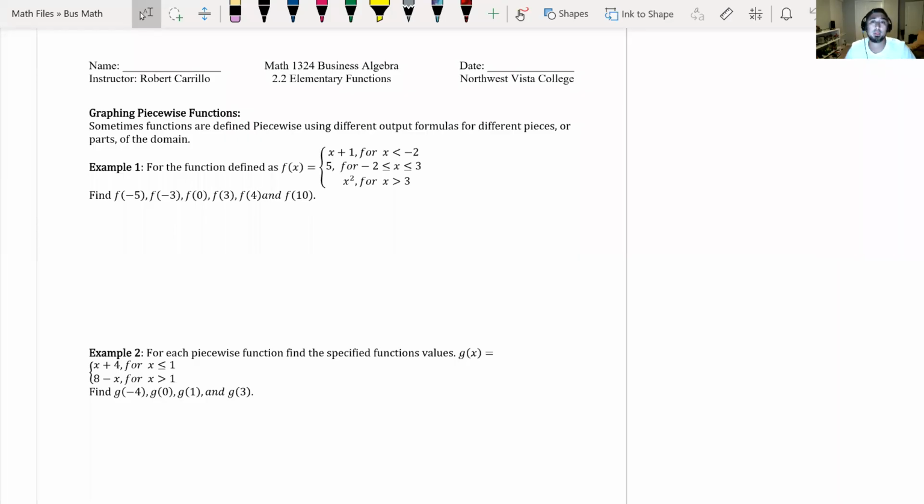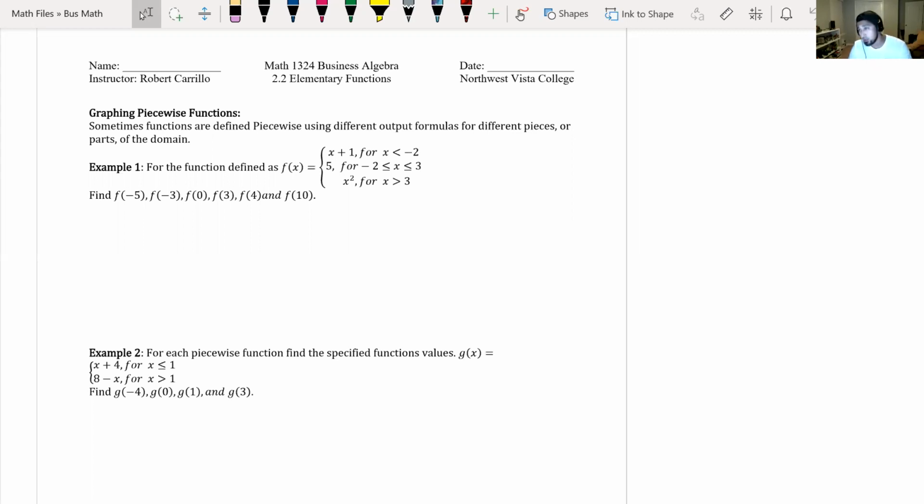All right, this is 2.2 elementary functions. We are only going to be looking at piecewise functions. Piecewise functions are functions made of different outputs or pieces with different restrictions, right? So it is important to know how to read a piecewise function. The restrictions on a piecewise function tell you which piece of the function you can use, so you can evaluate it.